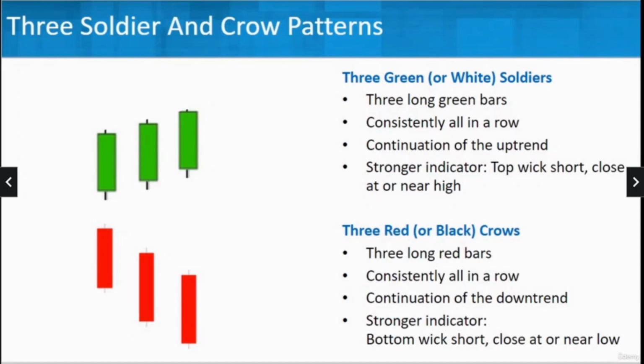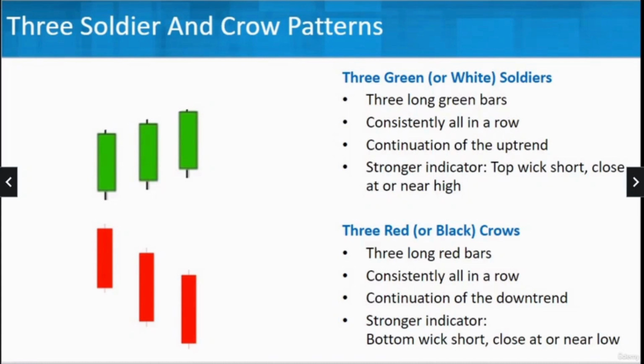And the stronger the indicator would be if the bottom wick is short, so that's showing where the closes are at or near the low. They're not going way, way down, and certainly there's no real long upper wick trying to drive highs. They're real consistent red bars going in the same direction. In this case, for a crow, they'd be red and prices would be falling, but you wouldn't have a long wick at the bottom. So the shorter the wick, the better the indicator.